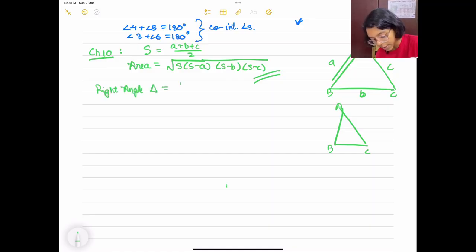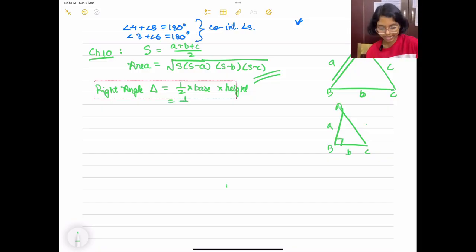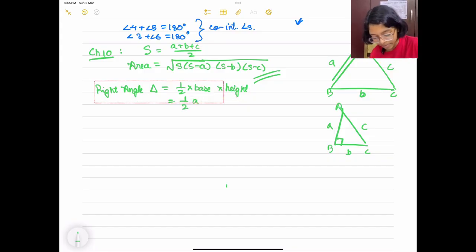We use half into base into height, right? That is here, let's say, this is A, this is B, C. Let's not write, make our life difficult. So half into A, B. This is the area of a right angle triangle.